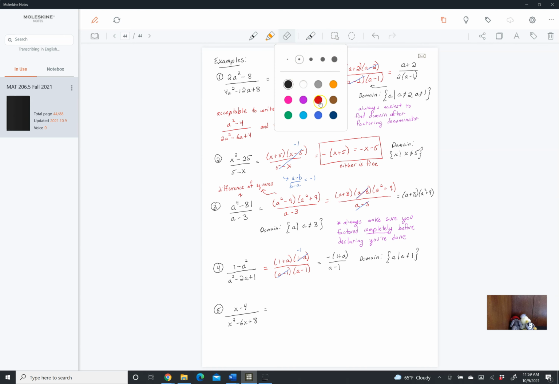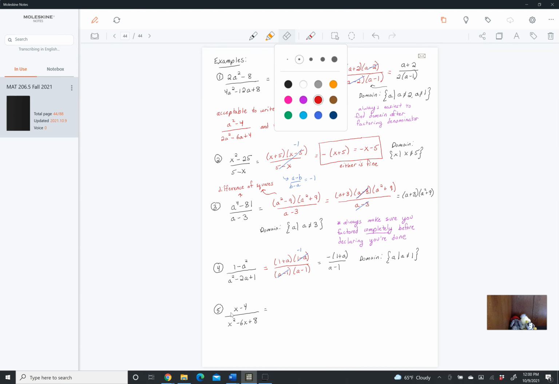So x minus 4 is not factorable. It's not a quadratic. The only thing that you can do with a linear is look for a term that both terms have in common. Look for a factor that both terms have in common. There's nothing. X and 4 don't share any common factors. So x minus 4 stays the same.